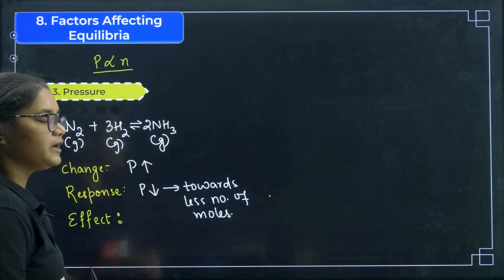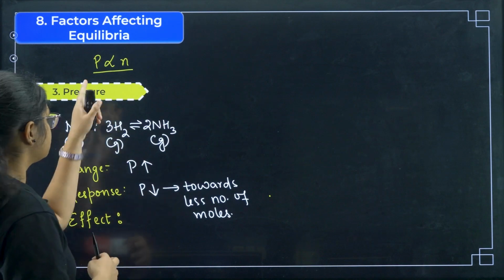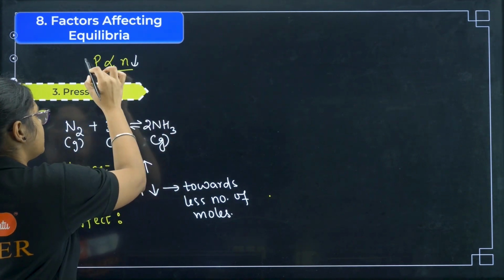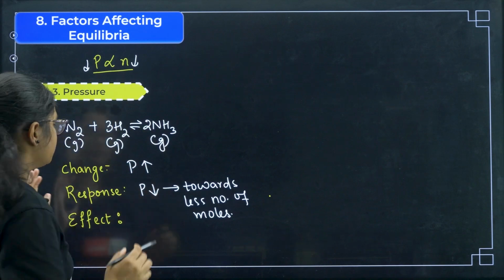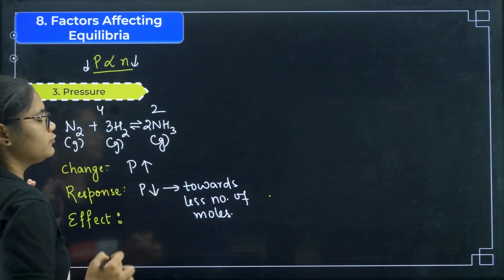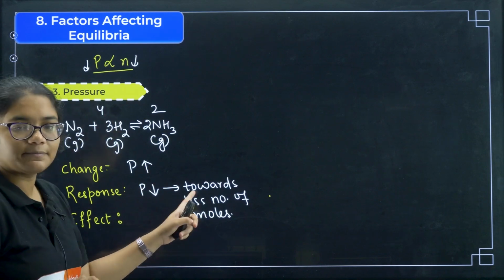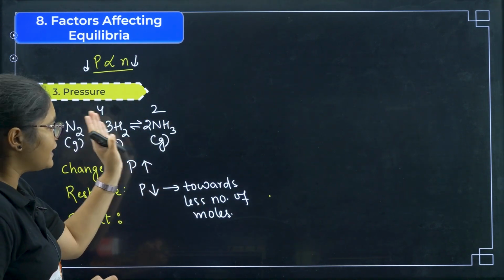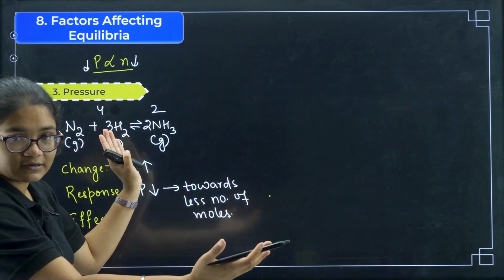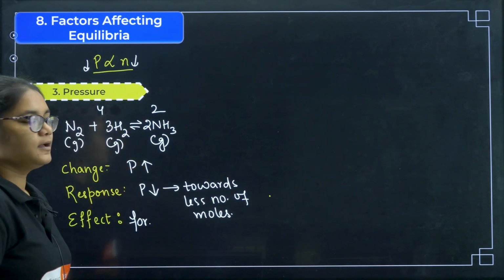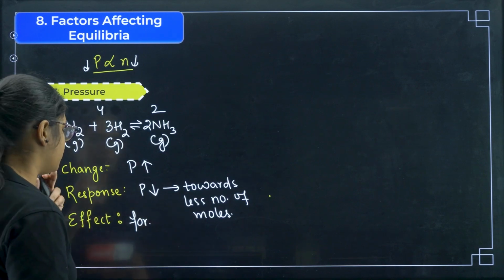It will go towards less number of moles because pressure is directly proportional to number of moles. If number of moles is less, pressure will also be less. In this reaction, this side we have 4 moles and this side we have 2 moles. I want to decrease the pressure, so I go towards less number of moles, which is on the product side. So the reaction will go in the forward direction.